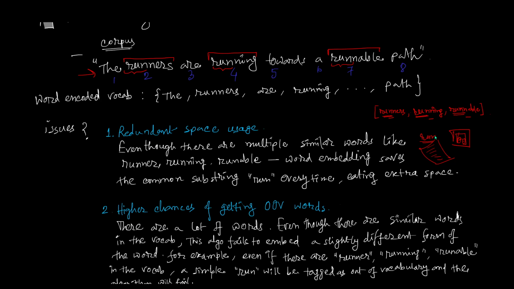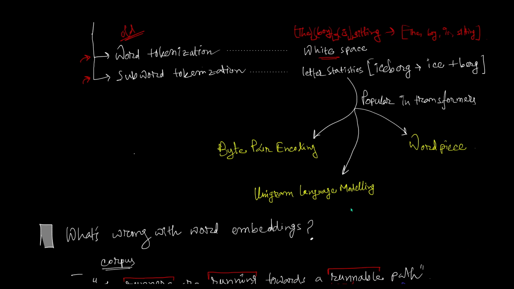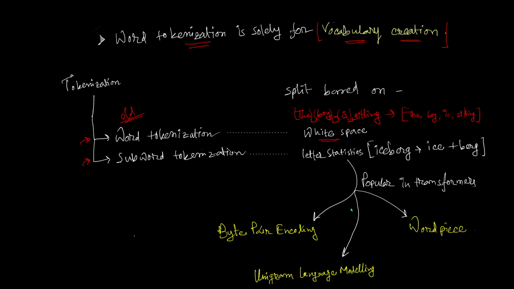By the way, these words which are not present in the vocabulary are called out of vocabulary words, or OOV words. This kind of out of vocabulary word will come up a lot more in the case of word tokenization. That's why we are moving to a better methodology, which is subword tokenization.